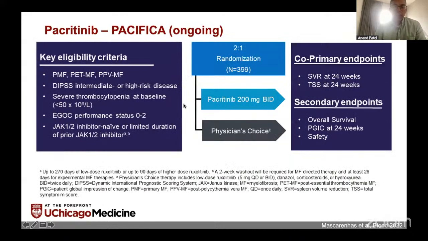There's an ongoing study called PACIFICA that's looking at this in the context of a phase 3 study to really confirm the benefit of pacritinib. But currently, pacritinib is an FDA-approved option.